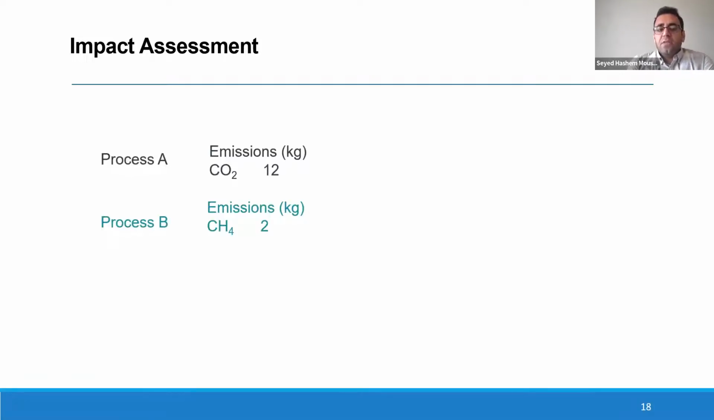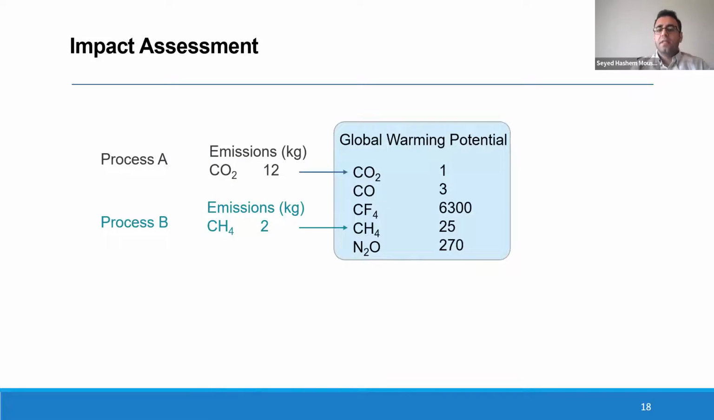There are some factors for conversion. For example, this table shows the global warming potential for each of those greenhouse gases. For methane, it is 25. That means the global warming potential of 1 kg of methane is equivalent to 25 kg of carbon dioxide. For N2O it is around 270.